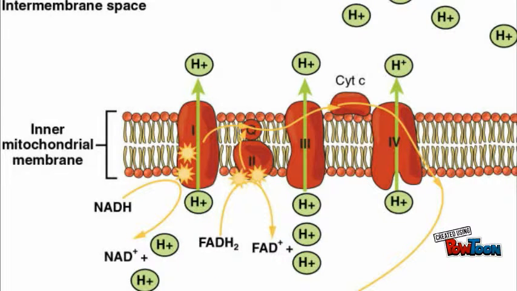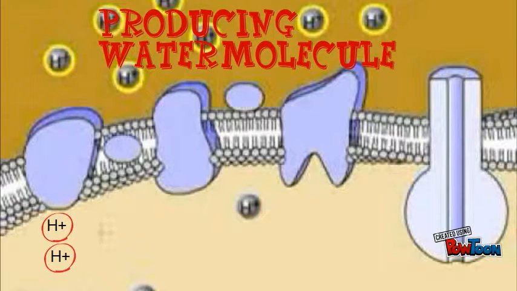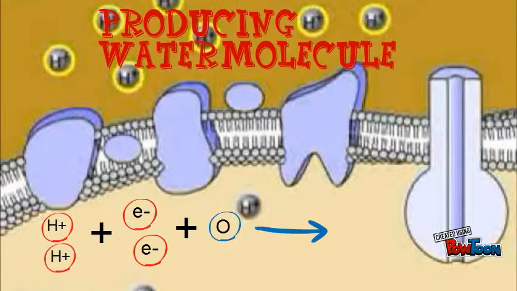Then, how do electrons flow? With NADH, electrons flow from complex 1 to ubiquinone, then to complex 3. From complex 3, cytochrome C carries electrons to complex 4. With FADH2, this pathway starts from complex 2, not from complex 1. How are water molecules produced? H+ and electrons released by the oxidation of NADH and FADH2 bind with oxygen atoms to produce H2O.